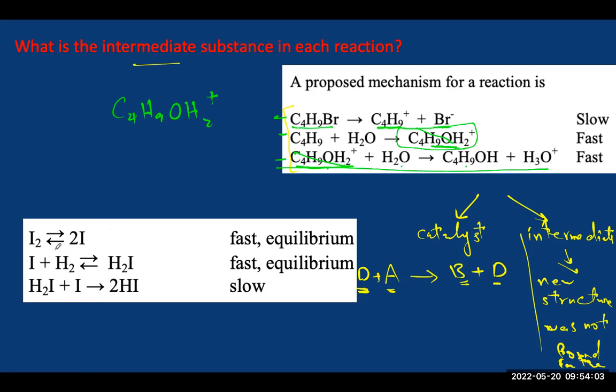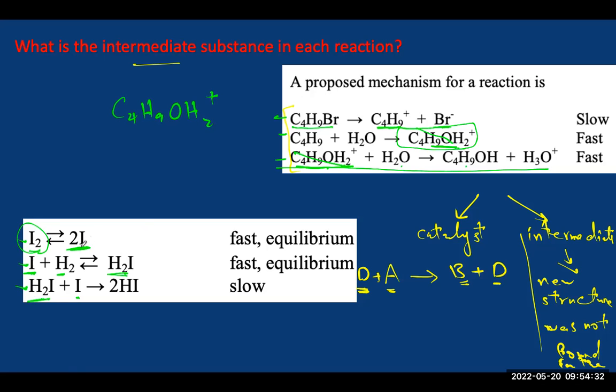We also have 3 steps here: 1, 2, 3. For I2, it will convert to 2I, and then I will react with H2 to convert to H2I, and H2I will react with I to convert to HI. Okay, this is the reactant here, and then we will have a structure 2I. If this 2I is consumed in the next step, then it should be an intermediate.